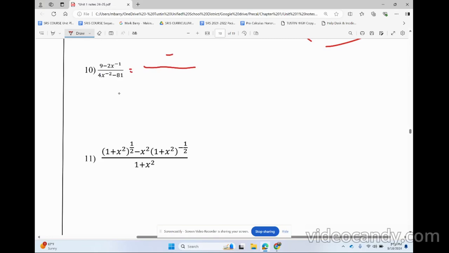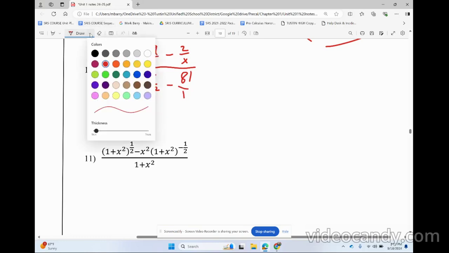So I can call this one 2 over x, because remember that -1 exponent does not apply to the 2, just the x. So I'm going to drop it down to a little mini fraction. So down here I can do 4 over x squared. And then I would put minus 81 over 1 here to make that just a fraction, and then 9 over 1 right here.